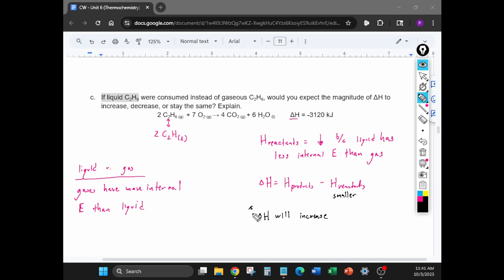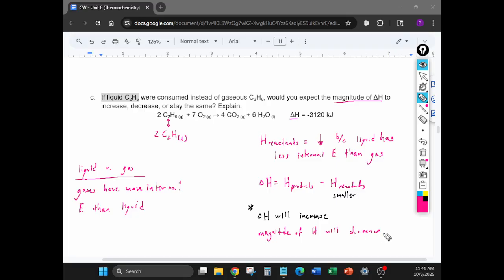So that's going to be actually our first answer. There's going to be a second part we do need to talk about, but delta H will increase, and these are the reasons why. So far, so good? Okay. However, the question is asking not about the delta H, it's asking about the magnitude of delta H. And so it's asking for the absolute value. So basically, is this number, apart from positive or negative, going to get smaller? And the answer for that, the magnitude of delta H will decrease.